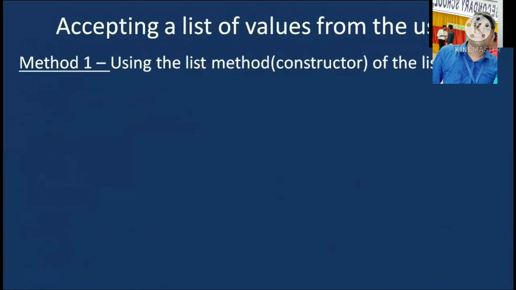Okay. Now how do we accept the data and the values in the list? If you remember, how do you read a string? You just put an input function. Method 1, using the list method, the constructor of the list class, accepting a list of values from the user. Okay, so remember one thing. What is a constructor? It has the same name as the class.